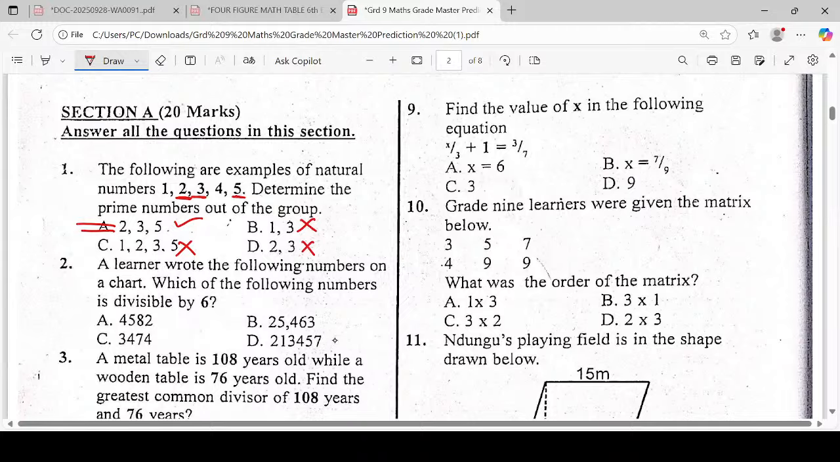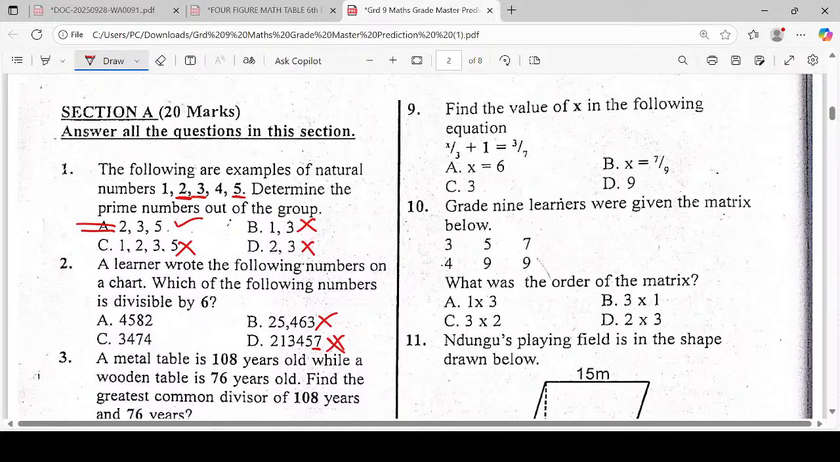Choice D is not divisible by 2 because if it were divisible by 2, the last digit here would be an even number. So we rule out choice D. A, B, and C are divisible by 2. No, choice B is also not divisible by 2, so we rule it out. We are left with A and C being the probable options.